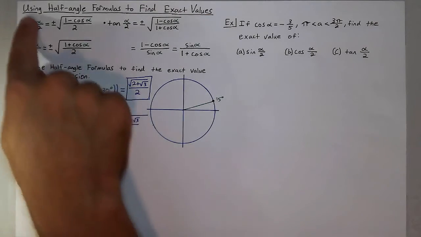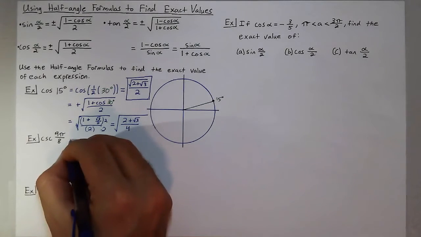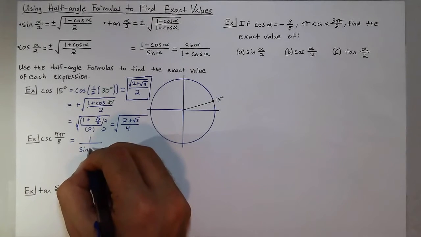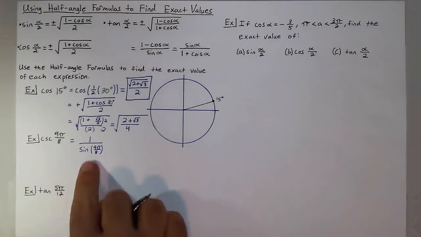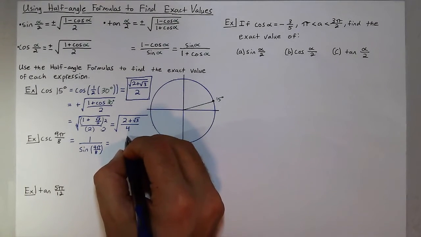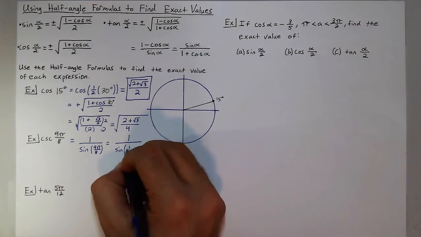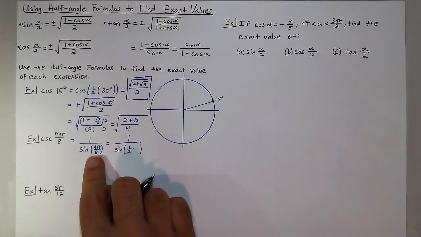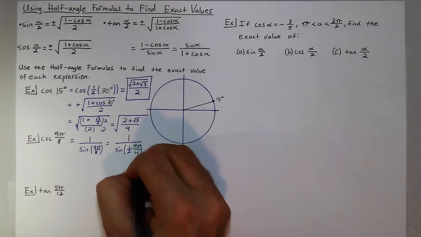Now let's look at cosecant of 9 pi over 8. Now first, I don't have a formula for cosecant, so I'm going to have to use the reciprocal identity to start, which is 1 over sine of 9 pi over 8. Now that I have sine, I could use the sine half angle formula. But now, what is 9 pi over 8 half of? So I have 1 half times a particular angle. Again, just multiply it by 2, which would change that 8 to a 4, so we have 9 pi over 4 as the angle I'm going to use here.